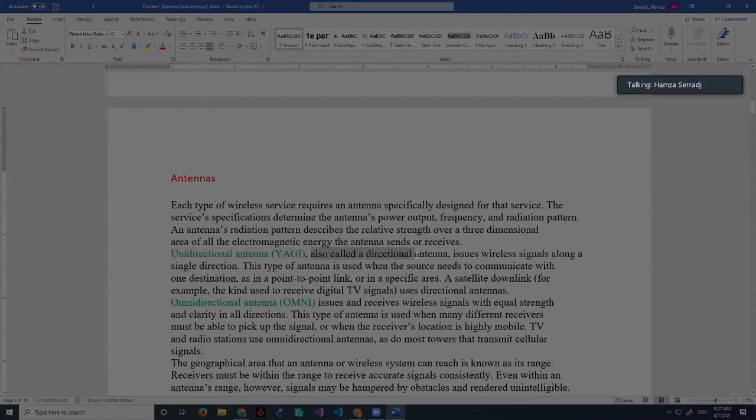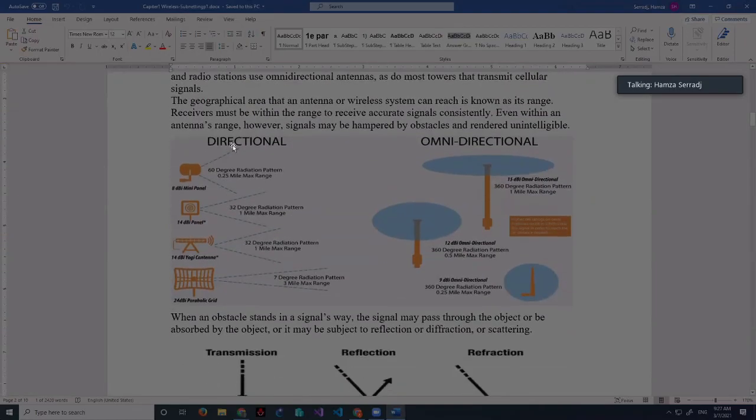I would call them Yagi, also called unidirectional or directional antenna. It issues wireless signals along a single signal direction. This type of antenna is used when the source needs to communicate with one destination. Usually we use it in peer-to-peer communication, right? So one source, one destination, like TV signal to home and so on. This is the directional one. You see, we have many types, and the farther they go, the more the range will be closed, right? And it's free, right?